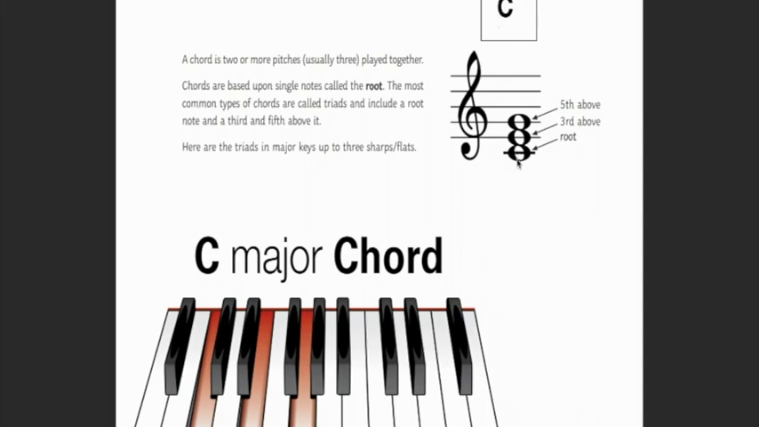Sometimes it's useful to think of it in terms of numbers. So if C is 1, we don't play D, which is 2. We play the 3, which is E, and we don't play the 4th, which is F, and we play the 5th, which is G. C, E, G. And we can see what it would look like on the piano. C, E, and G. 1, 2, 3, 4, 5. That shape is going to be really useful to us today.